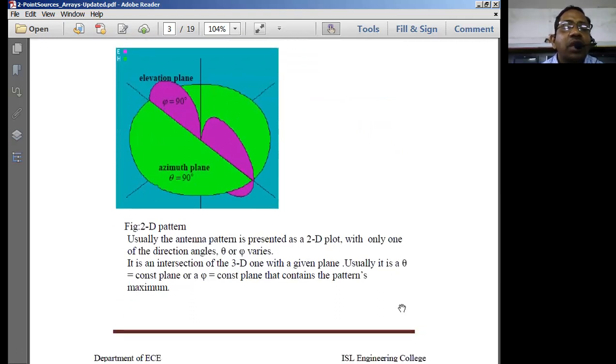Similarly, we can have a two-dimensional pattern. See, this is the two-dimensional pattern. That means only one dimension I have taken here. That means we normally have a pattern on the circular plane, and we normally have a pattern like this here, which is where phi is equal to 90 degrees. We normally have this particular pattern. So that means we can represent the patterns as three-dimensional as well as two-dimensional patterns.